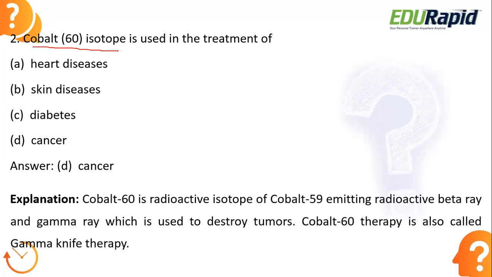So cobalt-60 isotope is a radioactive isotope of cobalt-59. It is basically used to treat cancerous tissues in our body. If cancerous tumors are present in the body, this is one of the radioactive isotopes that can be administered during therapy to destroy them. This is also called gamma knife therapy, because gamma radiations are used to treat the disease during the therapy procedure.